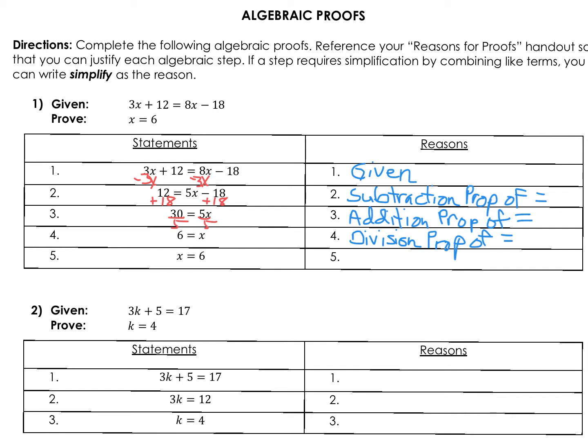So hopefully you notice that this is the symmetric property of equality. It's not the reflexive property. If it were the reflexive property, you would have 6 equals 6. Remember, reflexive is like a reflection. If you look in a mirror, you see exactly the same thing. Well, these are not identical, so it is not the reflexive property. The left and right side are being switched, so that is the symmetric property of equality.